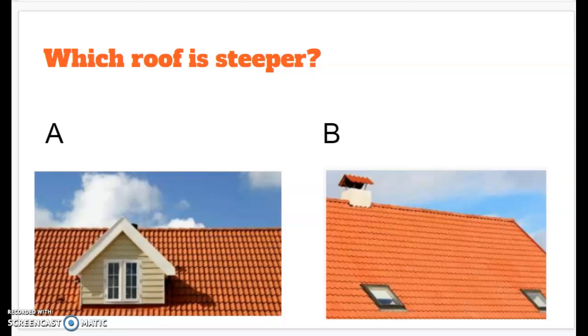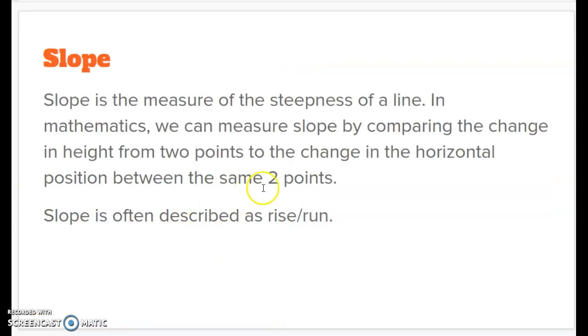Steepness of a line is what we use in algebra, but we could use it to measure the steepness of a roof. To figure out how steep it is, we compare how the height changes compared to the horizontal, the length of it or the run of it. You have probably heard of slope before as rise over run.